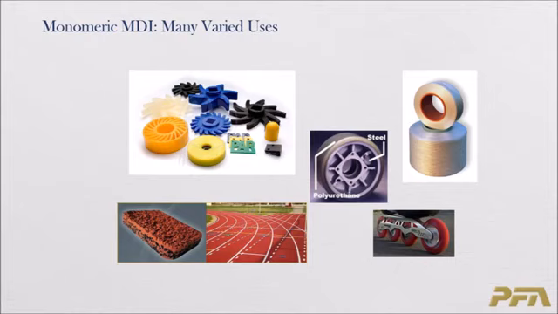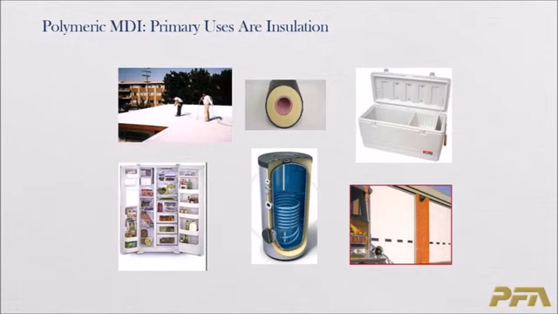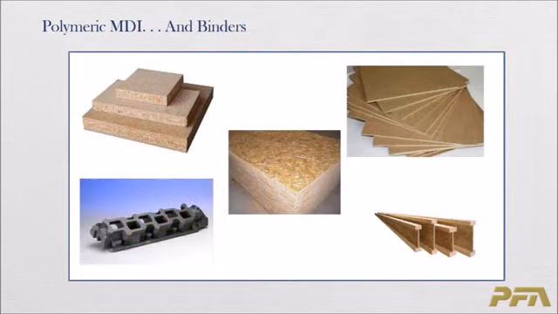Almost all rigid foam is MDI based, from insulation, from the roof, water heaters, refrigerators. So almost all rigid foam is MDI as the isocyanate. Again, because it's higher functional, it gives you that more cross-linking. But also MDI is a great binder. It binds a lot of wood products together to make particle board, flake board, and materials like that.